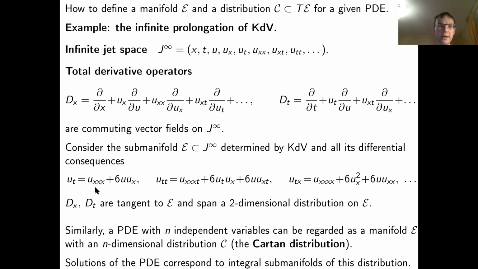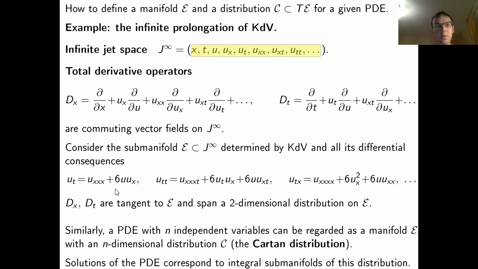Now we take the KdV equation and we differentiate it with respect to x and t any finite number of times. So first, if we differentiate KdV with respect to t, we get this equation. Differentiate with respect to x and get this equation, and so on. We differentiate KdV with respect to x and t any finite number of times. As a result, we get an infinite collection of algebraic equations in those variables.